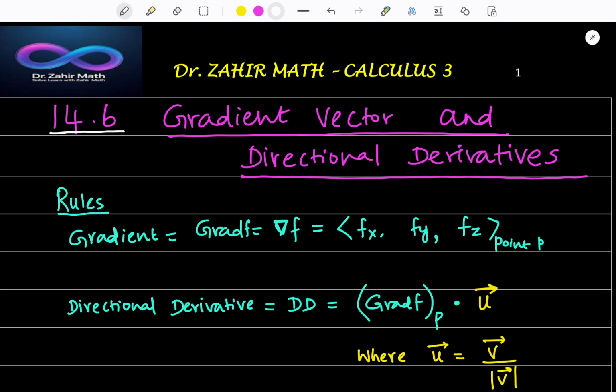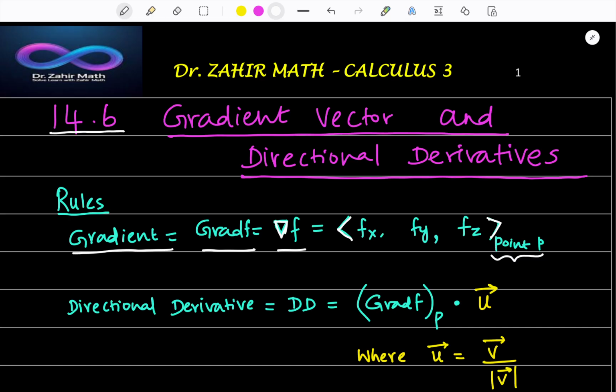Two rules you need to study in this exercise. Number 1 is gradient, number 2 is directional derivative. What is the rule for gradient? Gradient is equal to grad f. In mathematical notation, we write del f. This is called del. Del f is equal to the vector fx, fy, fz, and you need to calculate it at the point P. That means sometimes the point will be given and you have to put in the values x equals, y equals and z equals.